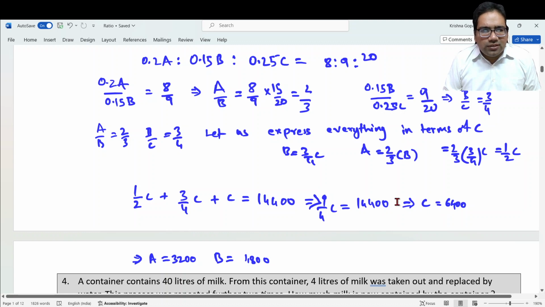C is equal to 14,400 into 4 by 9, which becomes 6400. 9 sixteenths is 144, 4 into 1600 will become 6400. Okay, now what is A? A is half of C. Half of C is 3200. B is what? 3/4 of C, which is 4800.